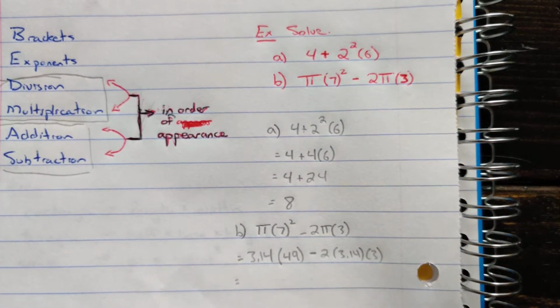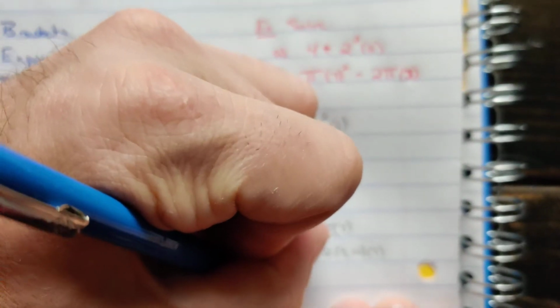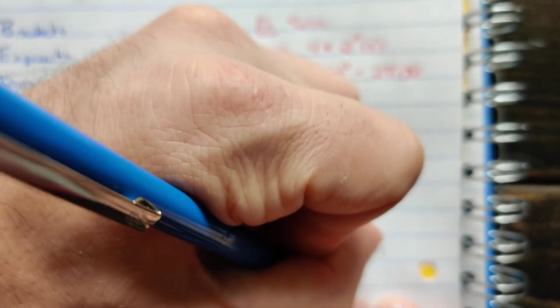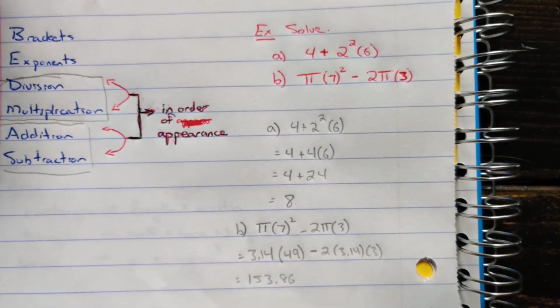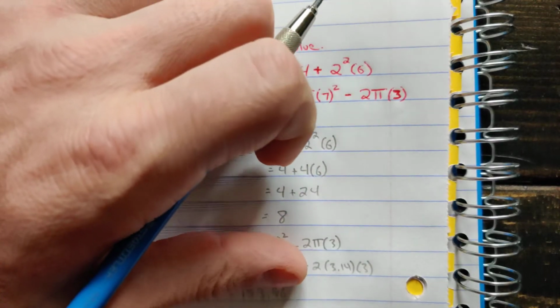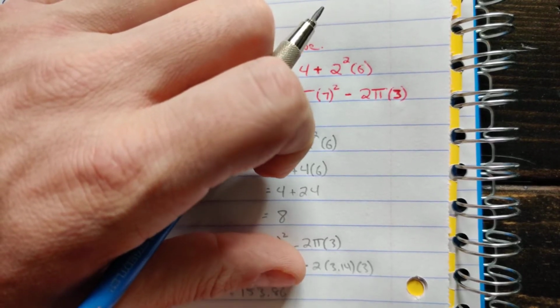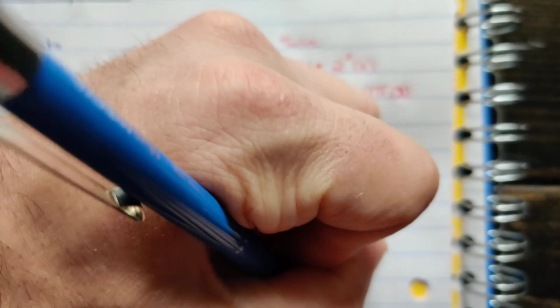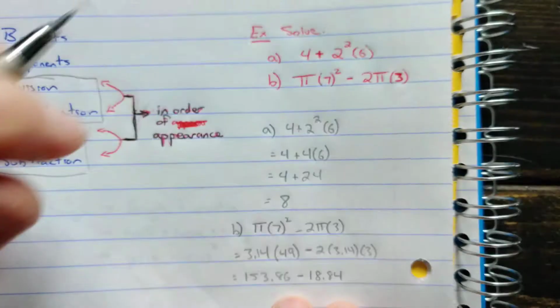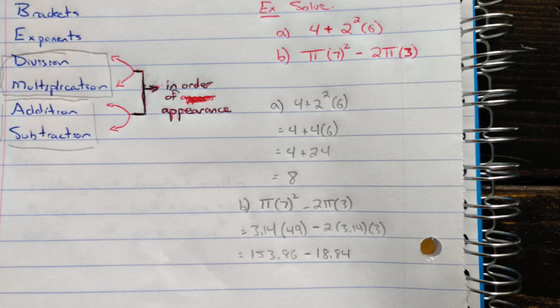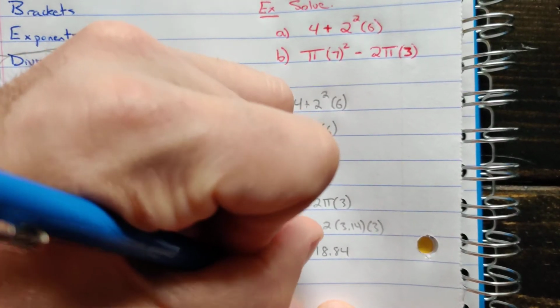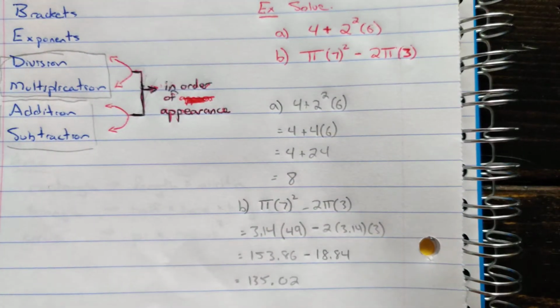Now I'll do my multiplications. 3.14 times 49 is going to get me 153.86. And then my second part, we have negative 2, and we're going to treat that as a negative 2 times 3.14 times 3. And that's going to get negative 18.84. So negative 18.84. So we have our minus there as well. And now we can subtract that from 153.86. And we're going to get 135.02 as our result.